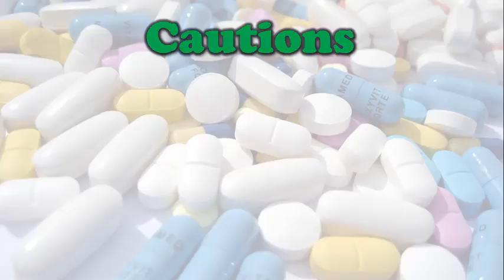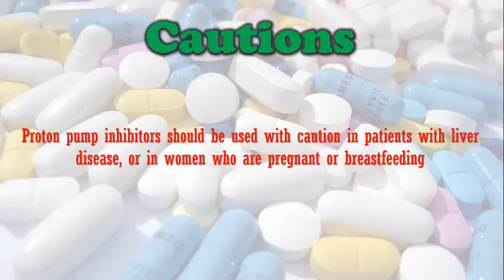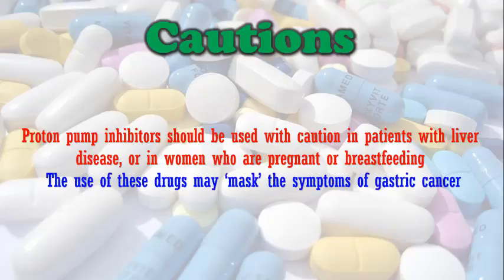Cautions. Proton pump inhibitors should be used with caution in patients with liver disease or in women who are pregnant or breastfeeding. There is a highly important note that the use of these drugs may mask the symptoms of gastric cancer.